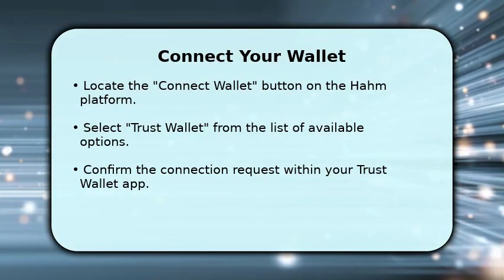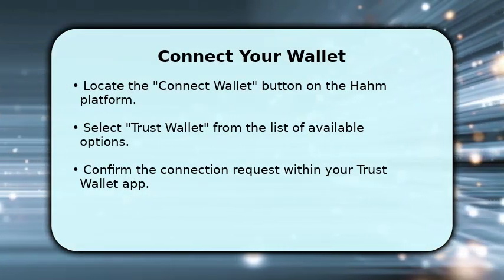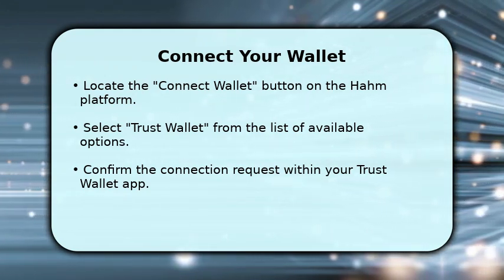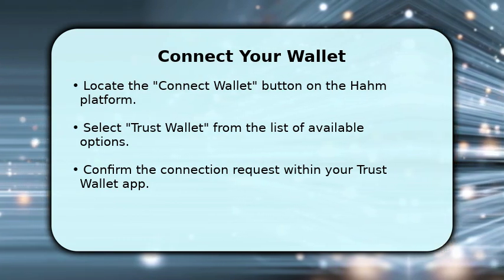Once on the Hahm platform, look for the Connect Wallet button, often prominently displayed. Tap this button, and a list of wallet options will appear. Choose Trust Wallet from this selection.